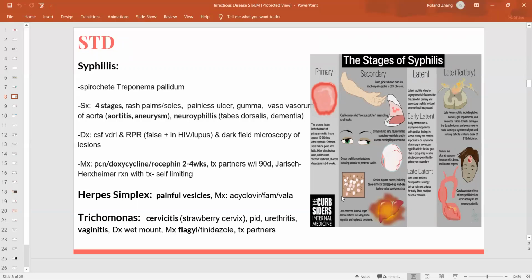Generally, with the first stage, you will see a rash and a painless ulcer. In the later stages, especially the latent or the tertiary, the last stage, if it remains untreated, it can cause problems like aortic aneurysm and neurosyphilis with dementia. And so it's important that we diagnose and treat this.